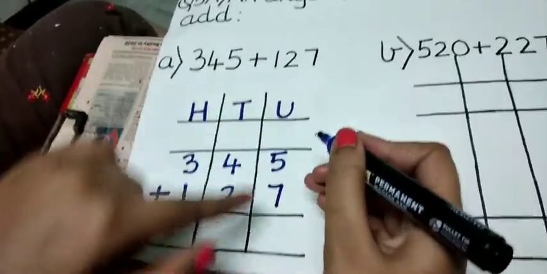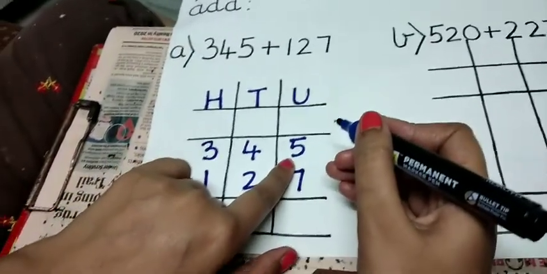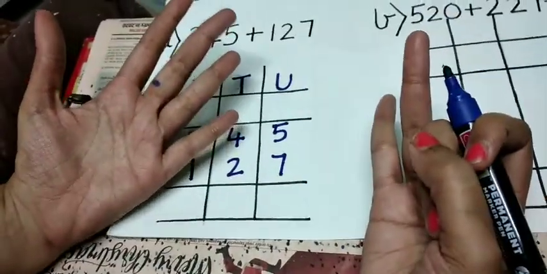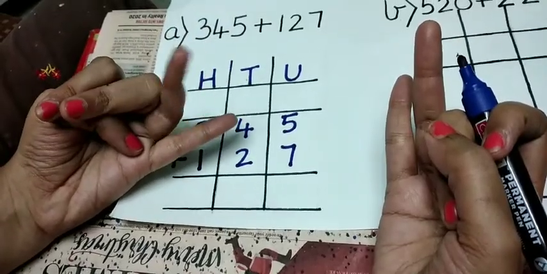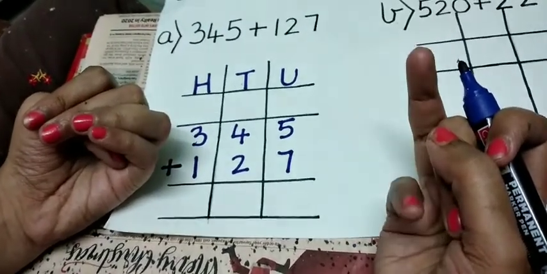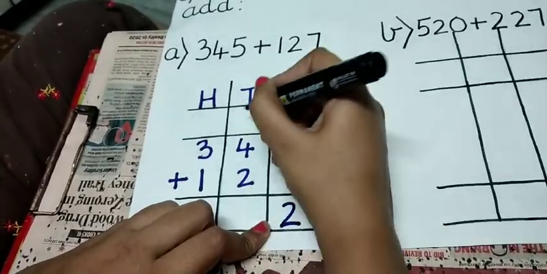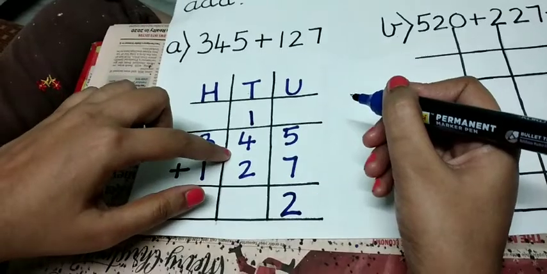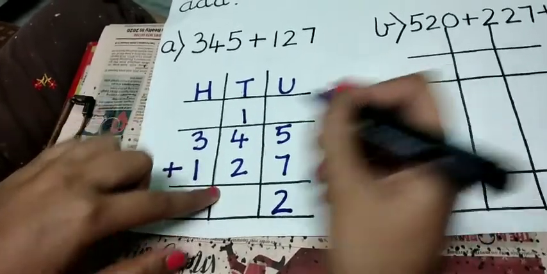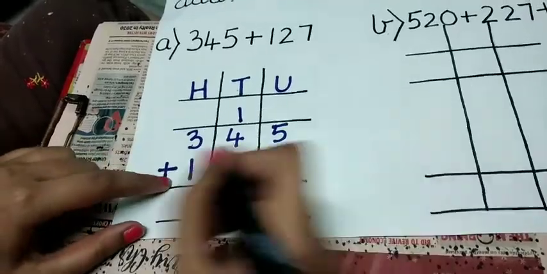Now you always add from the units side first. 5 in your mind, 7 on your fingers. Start counting: 6, 7, 8, 9, 10, 11, 12. You write 2 and carry over 1 to the tens place. 1 plus 4 is 5. 5 plus 2 is again 7. 3 plus 1 is 4.